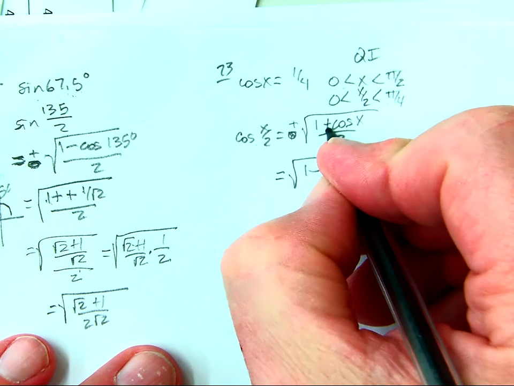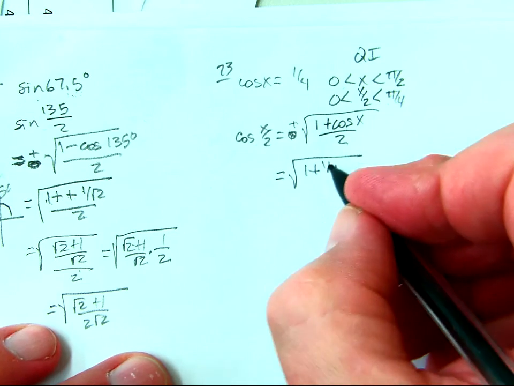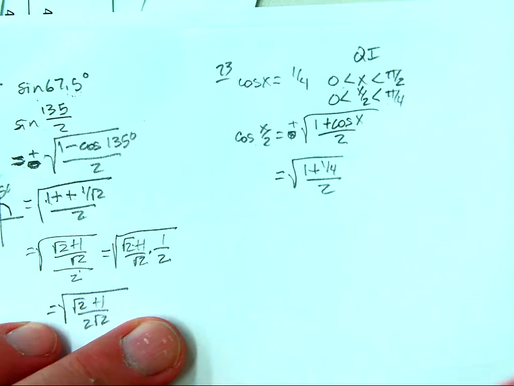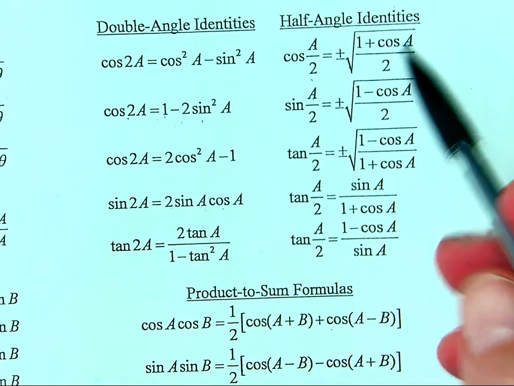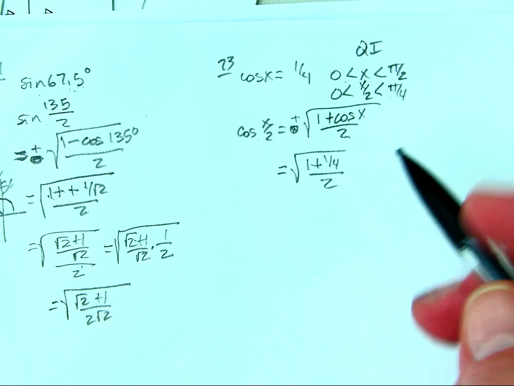Sorry, I copied that wrong. It should be 1 plus. See, I can't even copy the identity right. It should be 1 plus. Sorry about that. Yeah, the identity was 1 plus cosine x. I looked at the wrong one. It's 1 plus cosine x. So it looks like that.